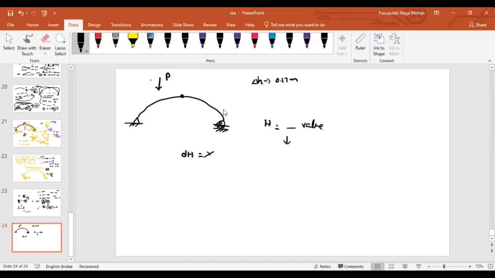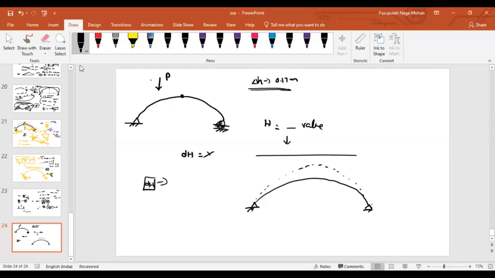But still I want to find what will be my change in horizontal thrust. Can I find out delta H? Delta H is given in the question, sir. Yes, I can. If there is a rise in temperature, we can find out the delta H by using the formula. Yes, sir. Then what will be my new configuration? This is my new configuration, isn't it? And the loading is also acting on this.